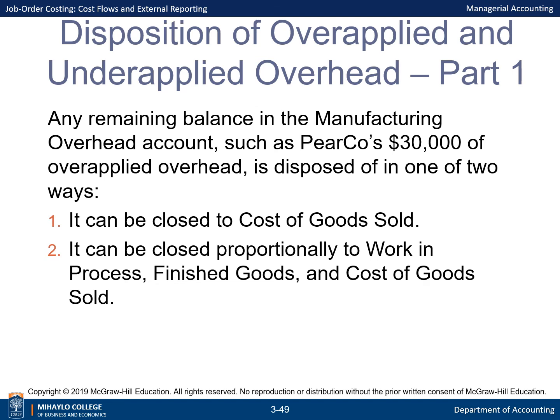Any remaining balance in the manufacturing overhead account, such as Perco's $30,000 of overapplied overhead, is disposed of in one of two ways. 1. It can be closed to cost of goods sold. 2. It can be closed proportionally to work in process, finished goods, and cost of goods sold.